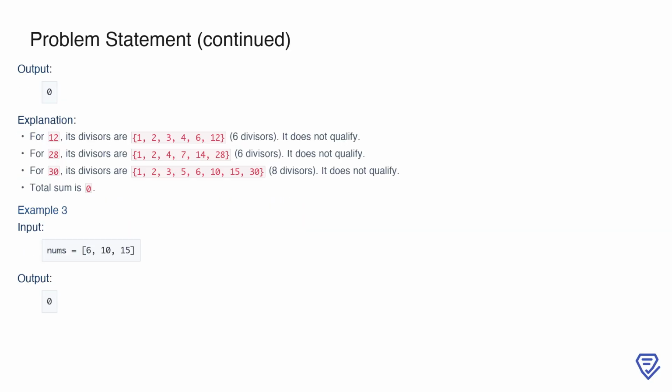In the second example, the input is 12, 28, 30. For the number 12, its divisors are 1, 2, 3, 4, 6, and 12, which is a total of 6 divisors. This exceeds the requirement of exactly 4, so 12 is not included. For the number 28, the divisors are 1, 2, 4, 7, 14, and 28, which also gives 6 divisors, disqualifying it as well. Lastly, the number 30 has 8 divisors: 1, 2, 3, 5, 6, 10, 15, and 30, so it does not meet the condition either. Since none of the numbers in this array have exactly 4 divisors, the output is 0.